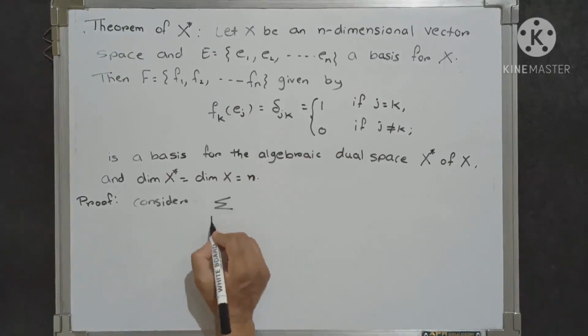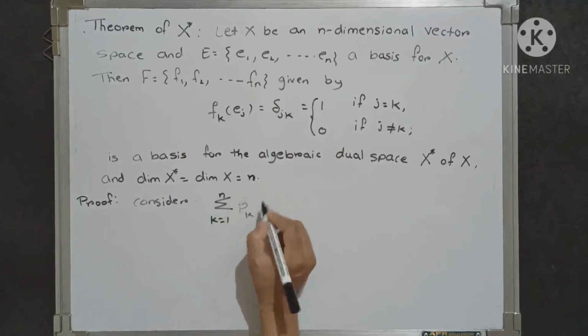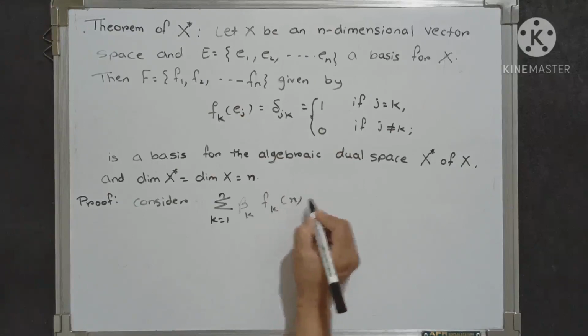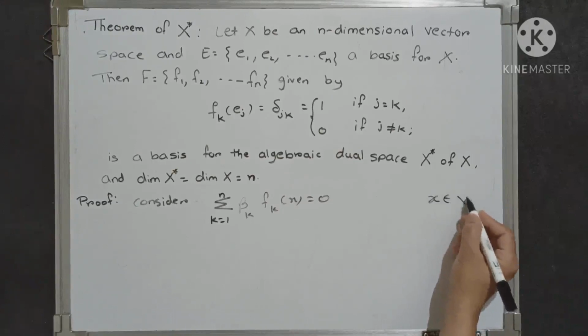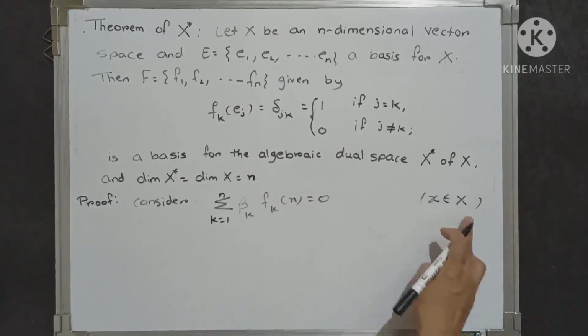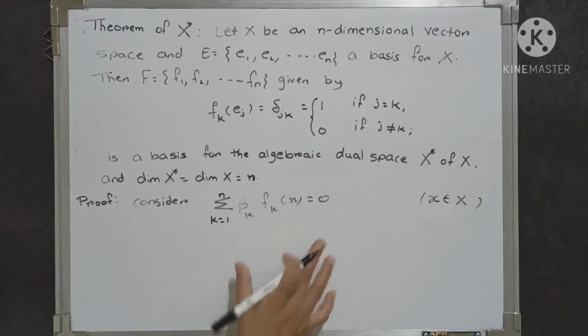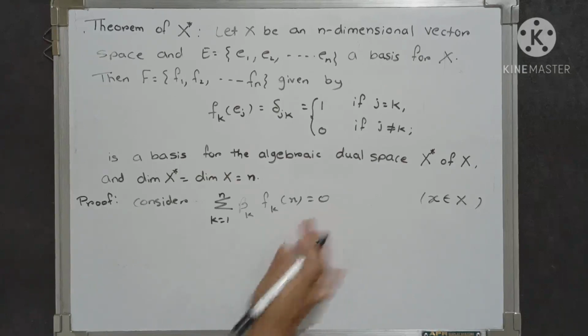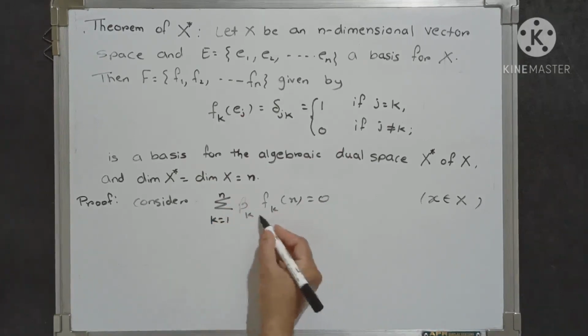Consider the summation k from 1 to n of beta k Fk of x equals 0, where small x is any element of capital X. Now we have to show that as this sum equals 0, then for each k, beta k equals 0. Then we get that the set Fk is a linearly independent set.